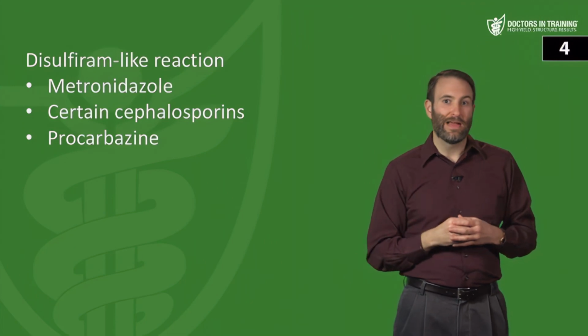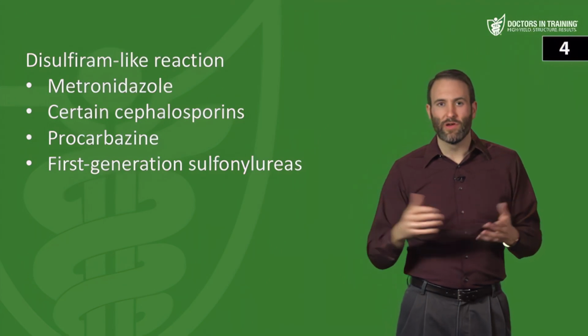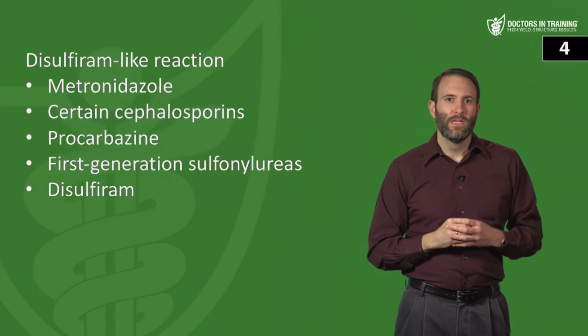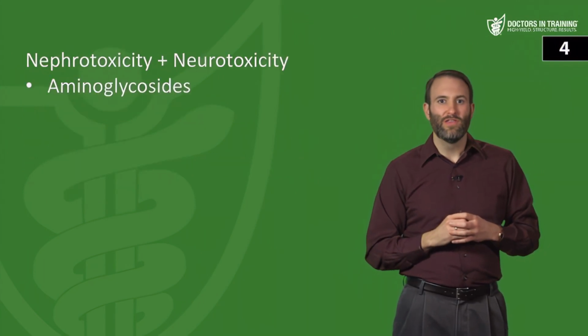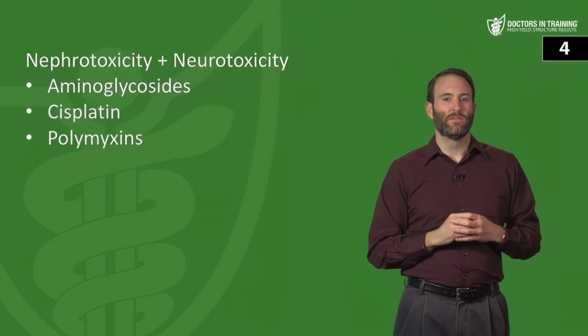which is an anti-cancer alkylating agent, first-generation sulfonylureas, which we really don't use anymore, so you're not going to run into that very often, and then disulfiram itself. Next, we have drugs with nephrotoxicity and neurotoxicity. That's going to include the aminoglycosides, cisplatin, and then the polymyxins.